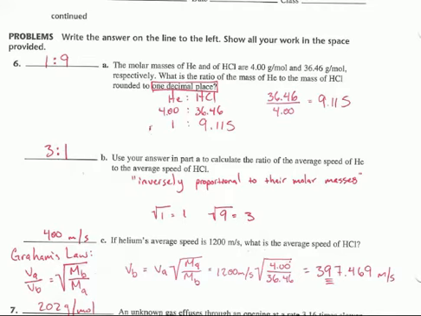Number 6. The molar masses of helium and hydrogen chloride are 4.00 grams per mole and 36.46 grams per mole, respectively. What is the ratio of the mass of helium to the mass of hydrogen chloride, rounded to 1 decimal place? Right, so from helium to hydrogen chloride, that's 4 to 36.46. All right, so we're going to take this 36.46. We're going to divide it by the 4. We're going to get 9.115.